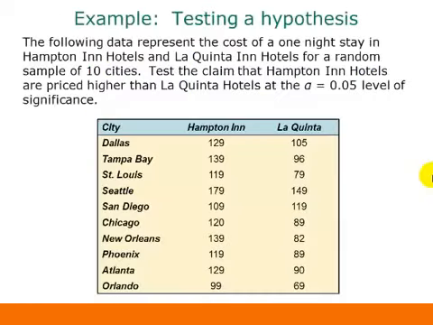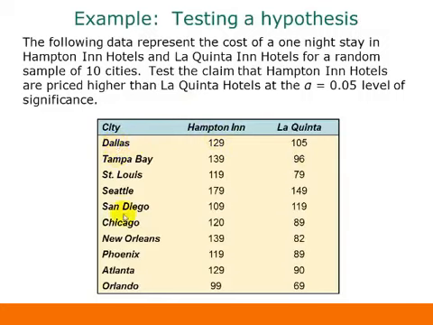Here's an example. The following data represent the cost of a one-night stay in Hampton Inn Hotels and Quinta Inn Hotels for a random sample of 10 cities. Test the claim that Hampton Inn Hotels are priced higher than Quinta Hotels at the alpha equals 0.05 level of significance. Now, why does this count as dependent samples or matched pairs?